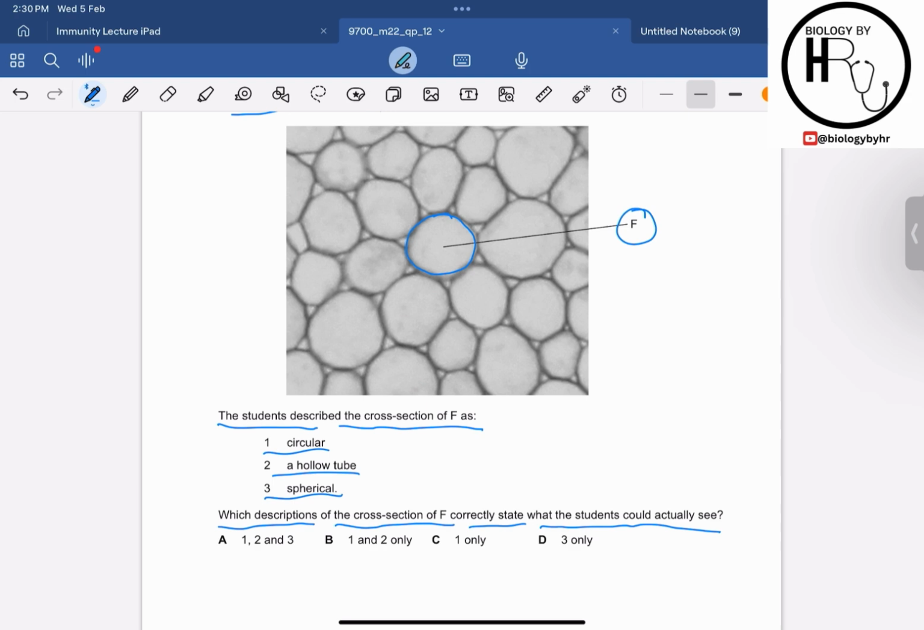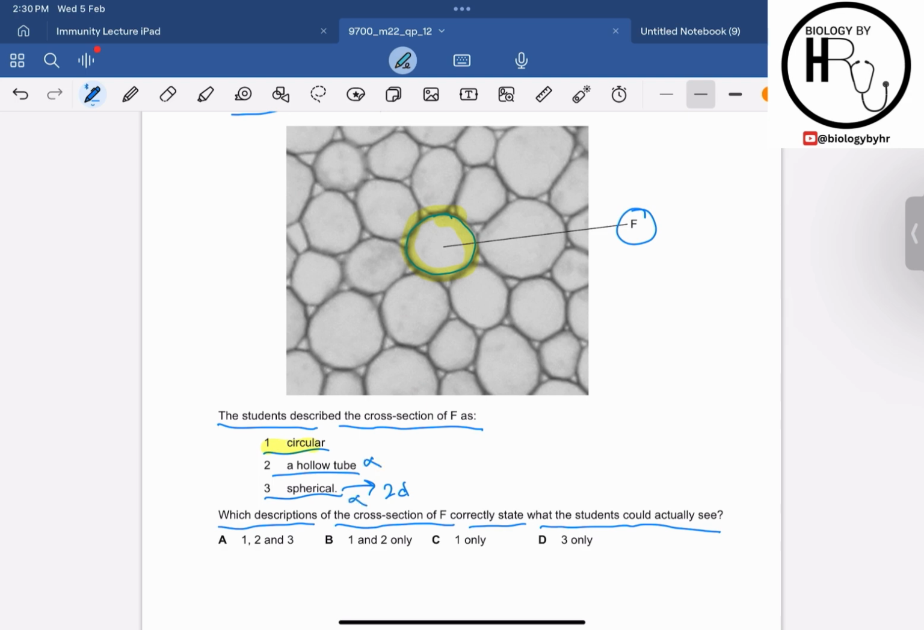Now, the circular structure, yes, we know that the circular structure is seen over here, it is correct. Spherical, we cannot correctly tell whether it is spherical or not, because we have not been given a 3D image. It is a 2D image, so we cannot tell. A hollow tube, we also cannot tell whether it is a hollow tube or not. If it were a hollow tube, then this area would be less dark. So we cannot clearly tell this as well.